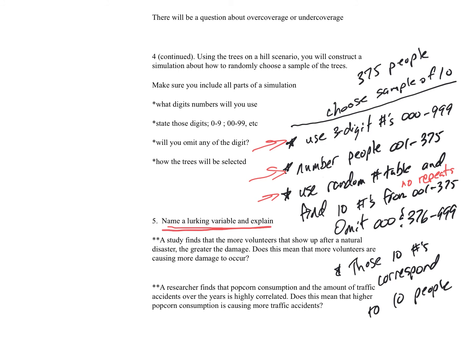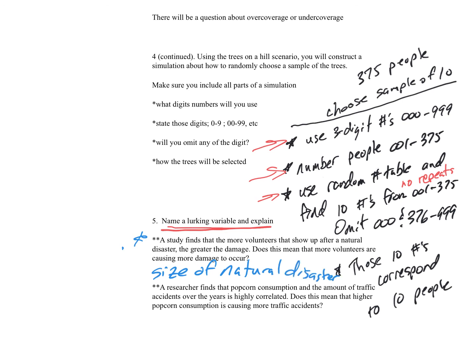Name a lurking variable and explain, okay? Let's look at this first one. A study finds that the more volunteers that show up after a natural disaster, the greater the damage. Does this mean that more volunteers are causing more damage to occur? This is a causation question, so obviously there's a lurking variable involved. What is the lurking variable in this question? The size or severity of the natural disaster.